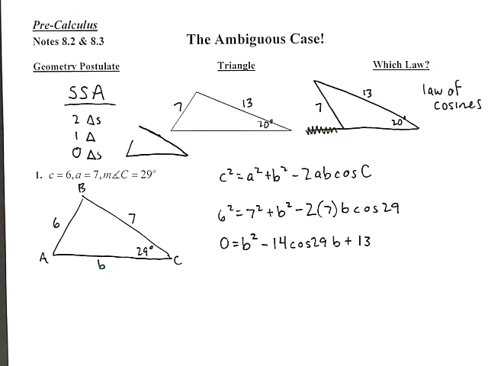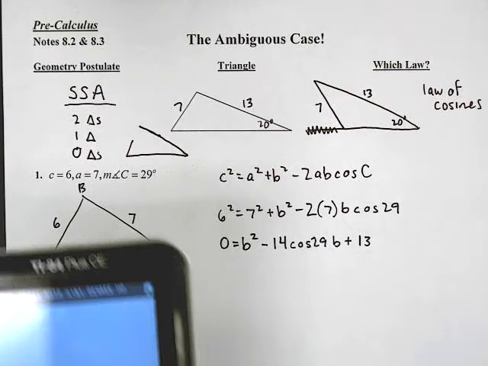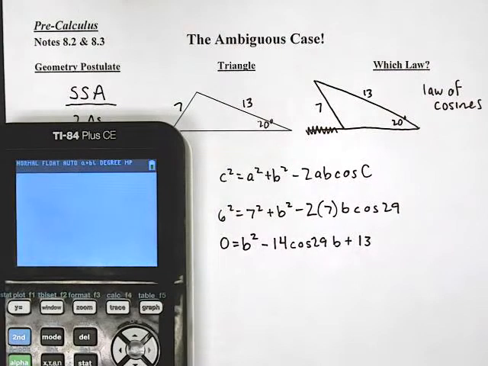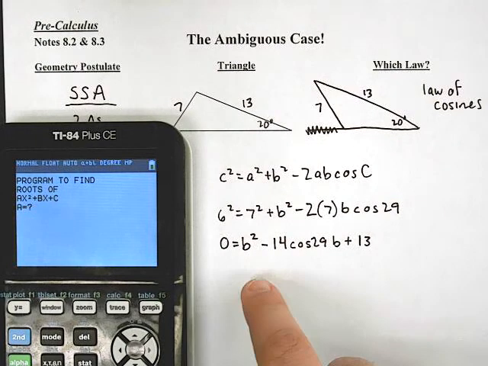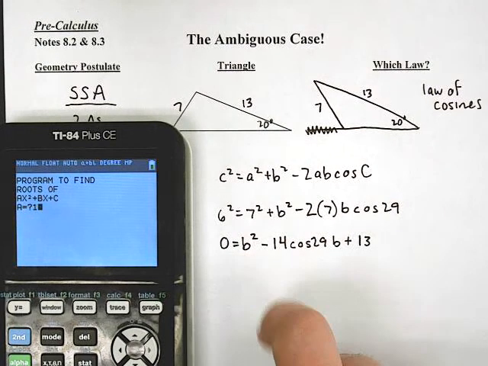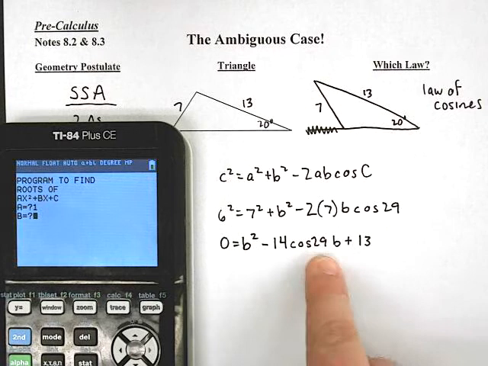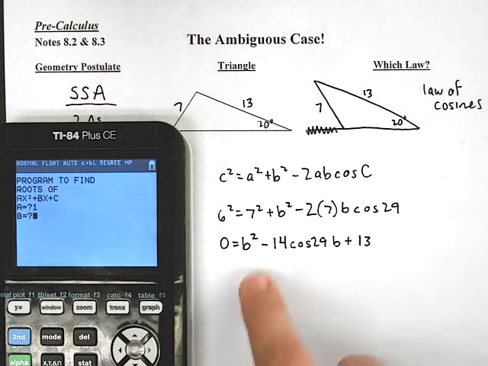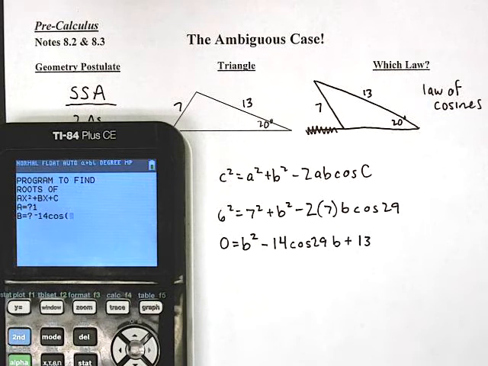And now we have our quadratic equation, in which we're going to use the quadratic formula, and oh my gosh, don't we have that program on our calculator? So we would take out our calculator, use the quadratic formula, and we need to write in the coefficients. All right, so A, the coefficient is 1. B is this entire piece right here. It's negative 14 cosine 29.